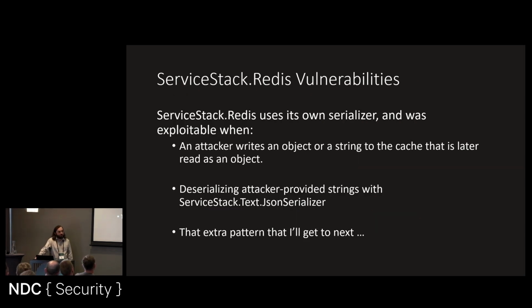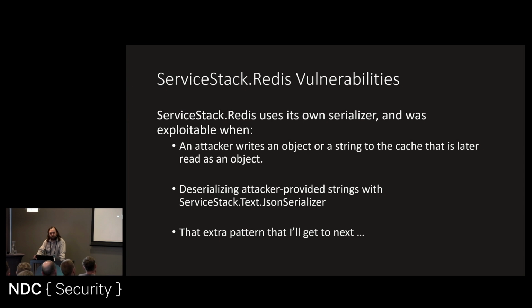But ServiceStack.Redis is exploitable if you as an attacker can write malicious data to the Redis cache that later gets read as an object. Or if for some reason your application just uses the ServiceStack.Serializer directly to deserialize user-provided data, that's exploitable because ServiceStack has a built-in unsafe serializer. And that extra pattern that I keep mentioning will work here too. And now I'll explain how I found that extra pattern.